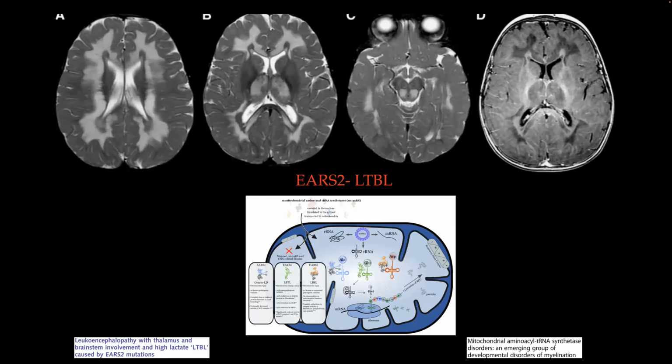Okay, something like DARS2. Yeah, DARS2 similarly, but they will not have the thalamic involvement, whereas the ERS2 can have the thalamic involvement. Okay. And typically also spare the subcortical white matter in that. Yeah.